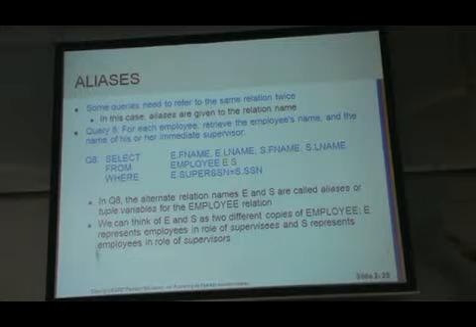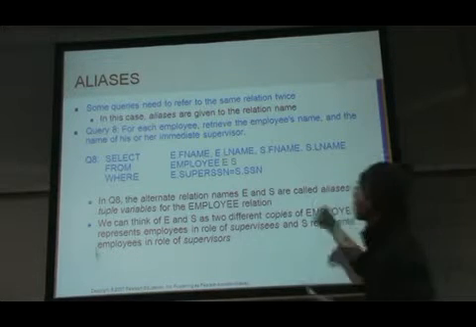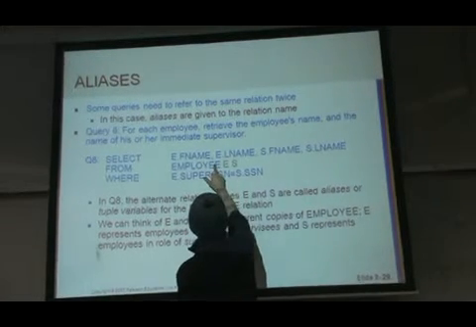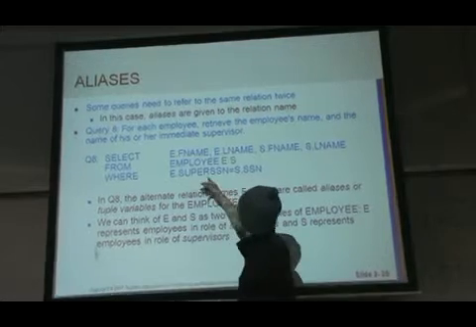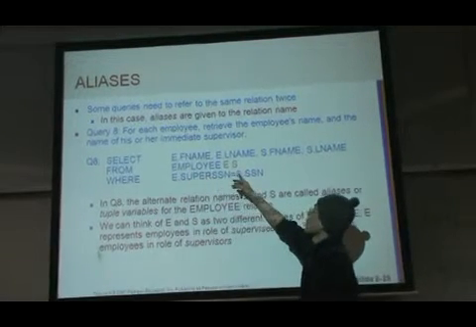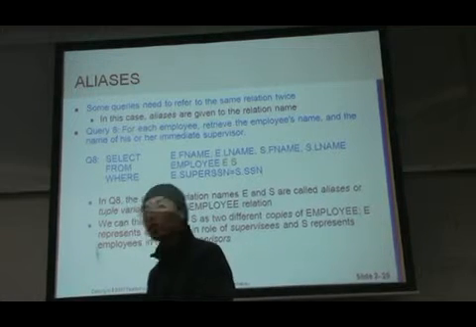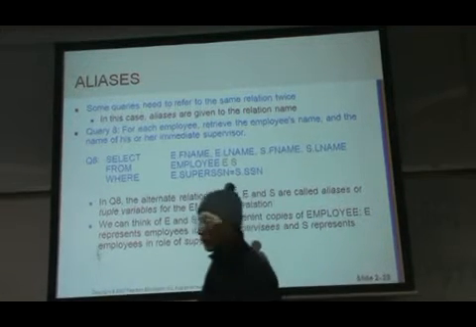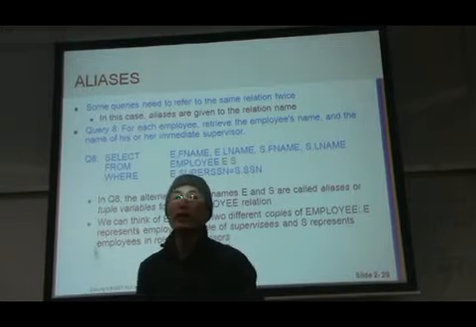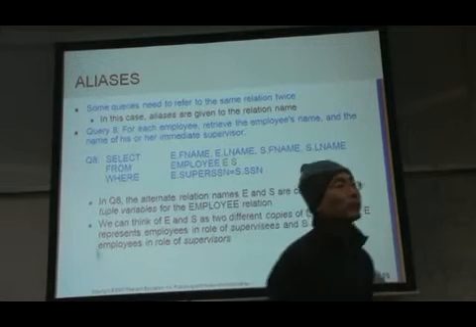So rename. So employee as E, employee as S. Then E.supervisor SSN is the same as S.employee SSN. So that's the join condition, so you can access the data. This is called alias. Alias will be used a lot. Why?